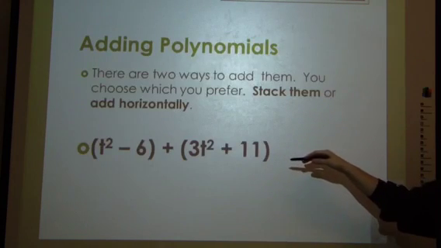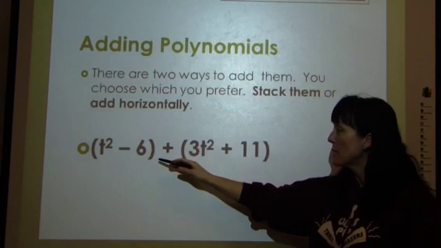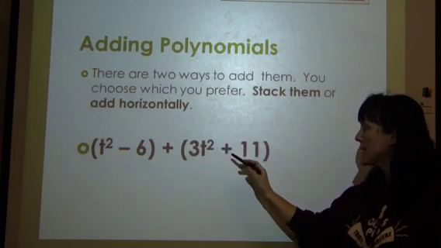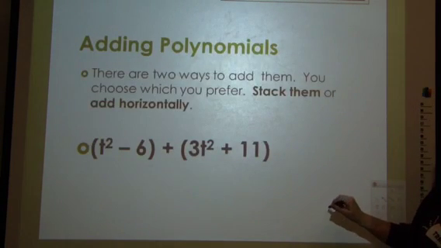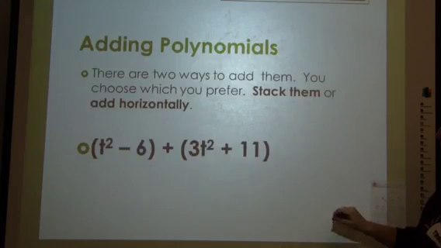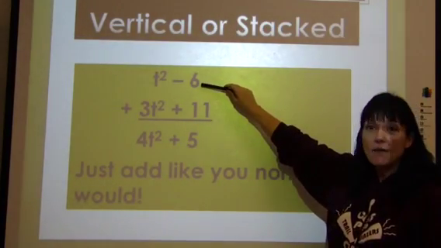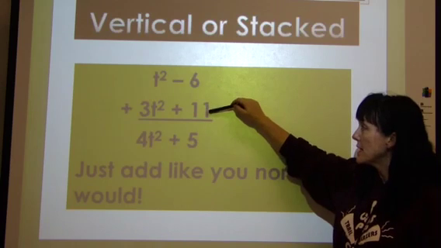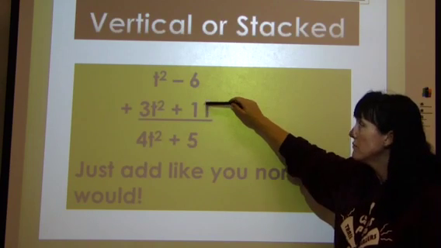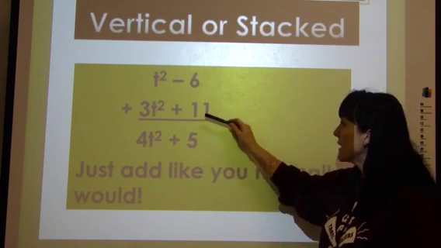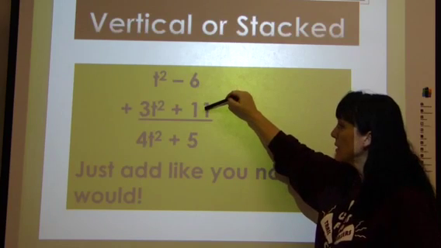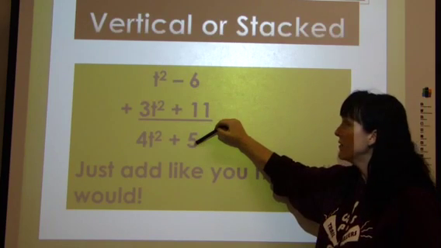Here is our polynomial addition. We've got t squared minus 6 plus 3t squared plus 11. Here, I stacked them. I have t squared minus 6 plus 3t squared plus 11. You just add your terms from right to left. So negative 6 plus 11 is positive 5.